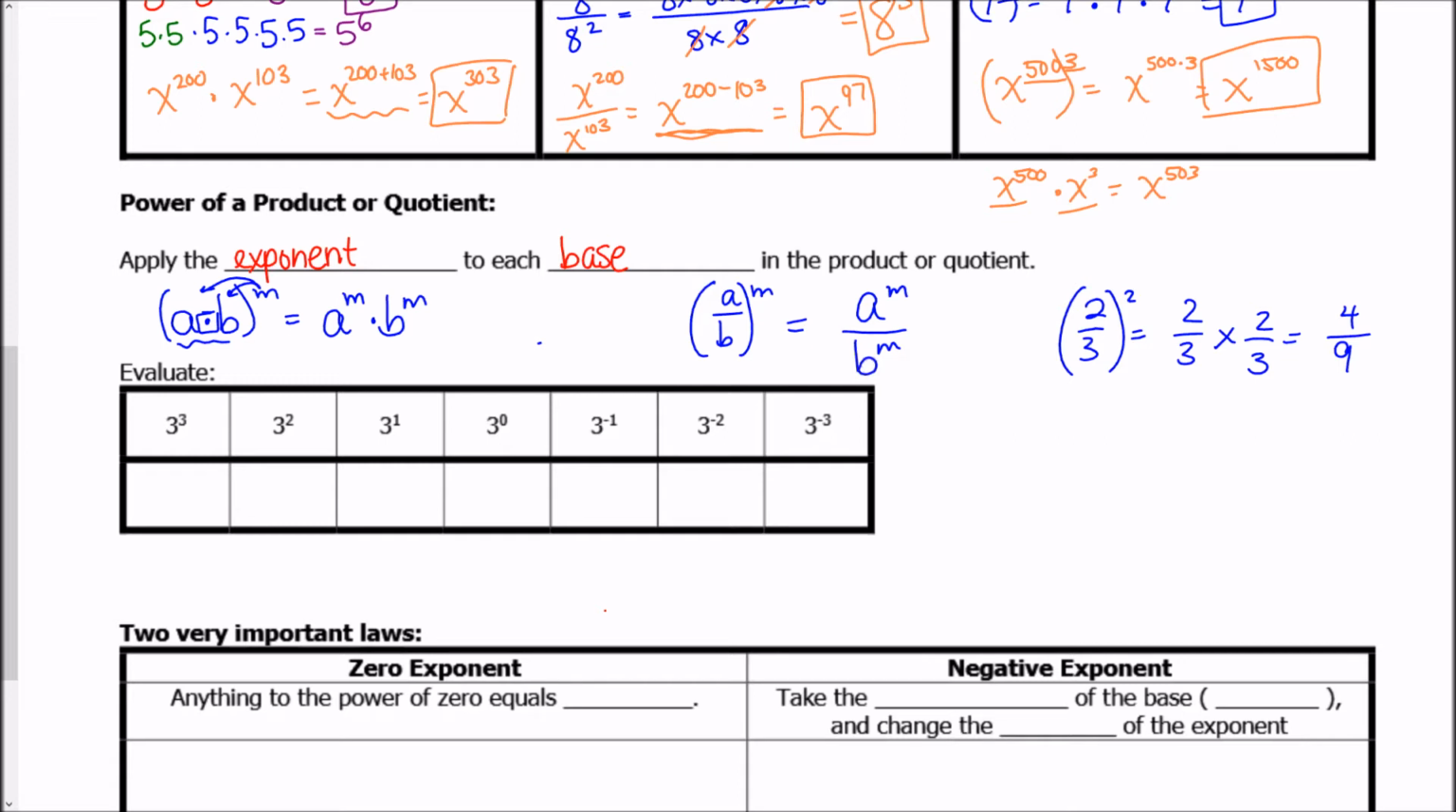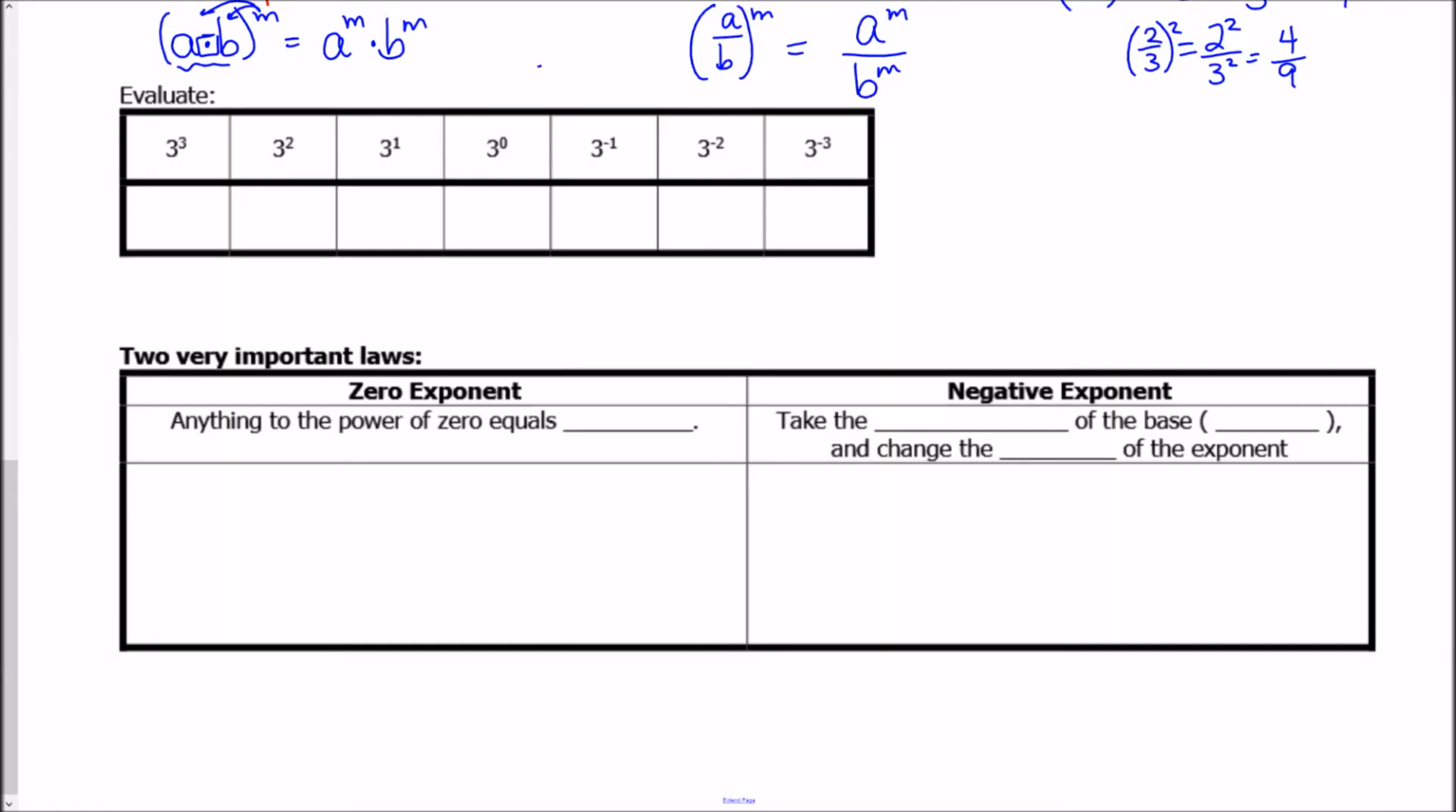But I'm allowed to also just say that 2/3 squared is just 2 squared over 3 squared, so I end up getting 4/9 again. So either way, it is correct, but I just want you to understand that you can actually tag that exponent along to each part of your quotient, okay?